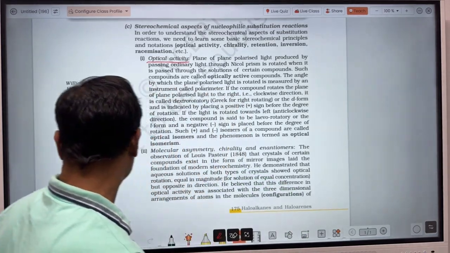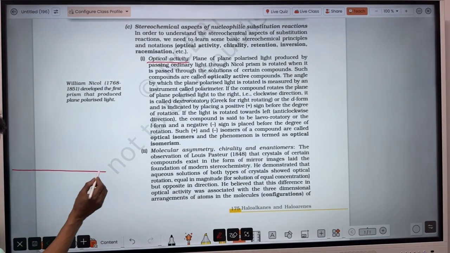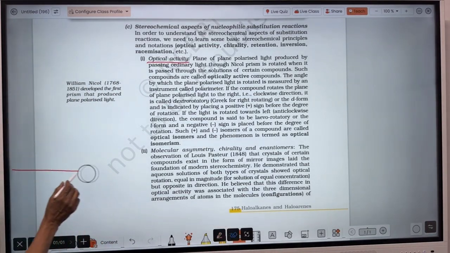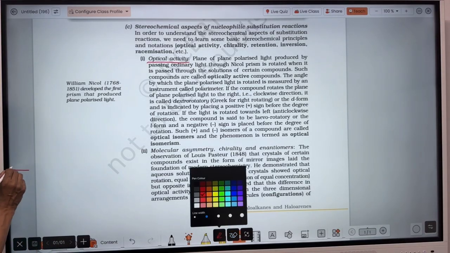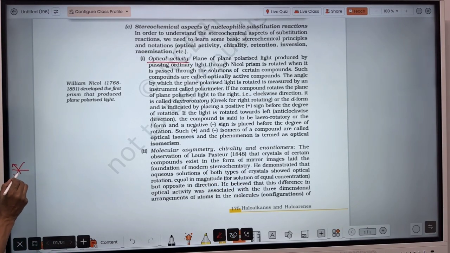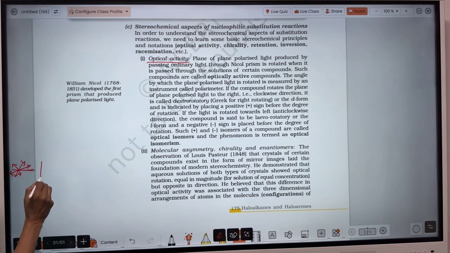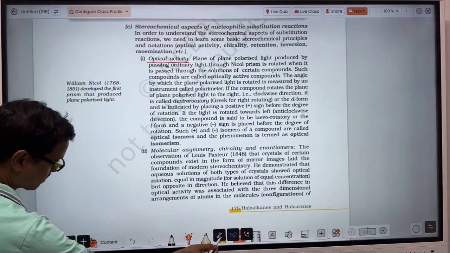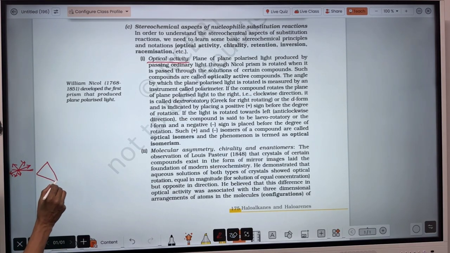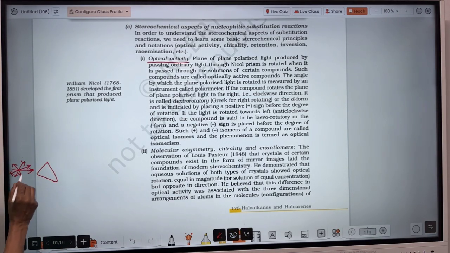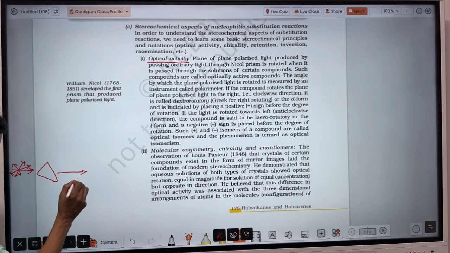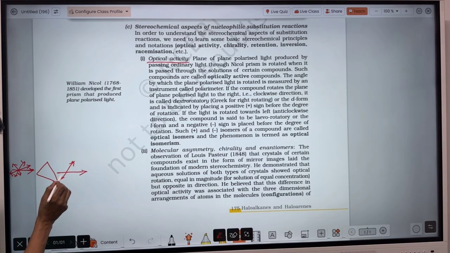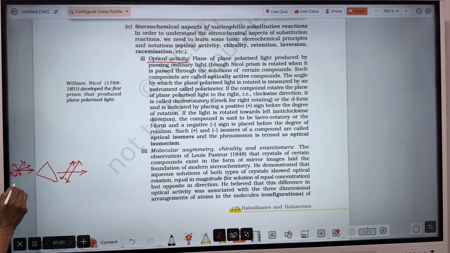Suppose this is light here. Firstly, in that light, the constituent particles vibrate in all the planes perpendicular to the direction of propagation of the wave. Now this light passes through a Nicol prism. This is the direction of propagation of light. Now it passes through the Nicol prism, and the constituent particles start vibrating in a single plane. It is ordinary light.